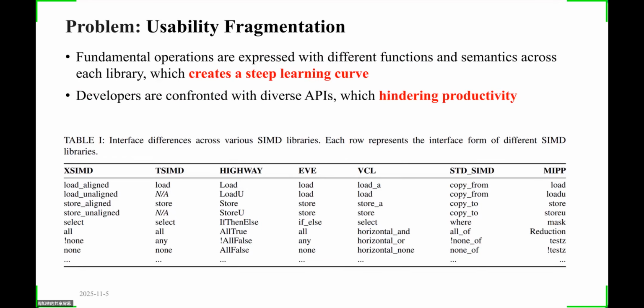And second, too many SIMD libraries also cause usability fragmentation. As mentioned above, the choice of library has a clear impact on performance. However, as we can see from the table below, different libraries use different function names and different semantics. That means developers must constantly relearn new APIs, which hinders productivity.